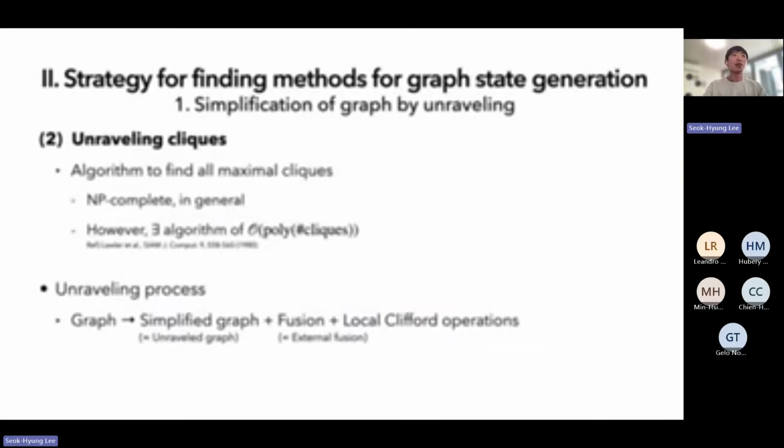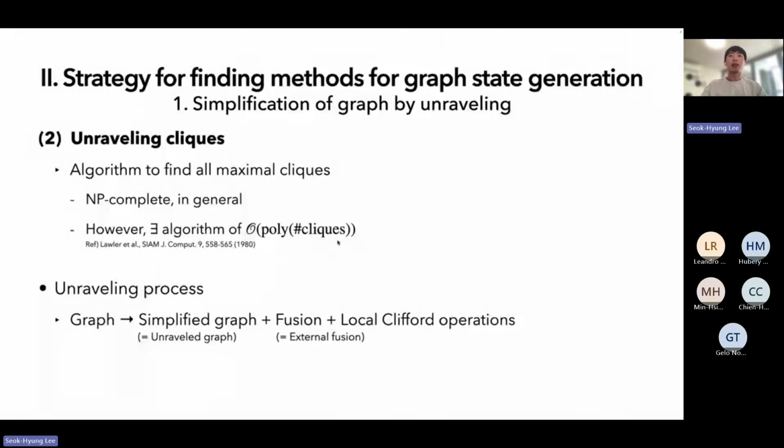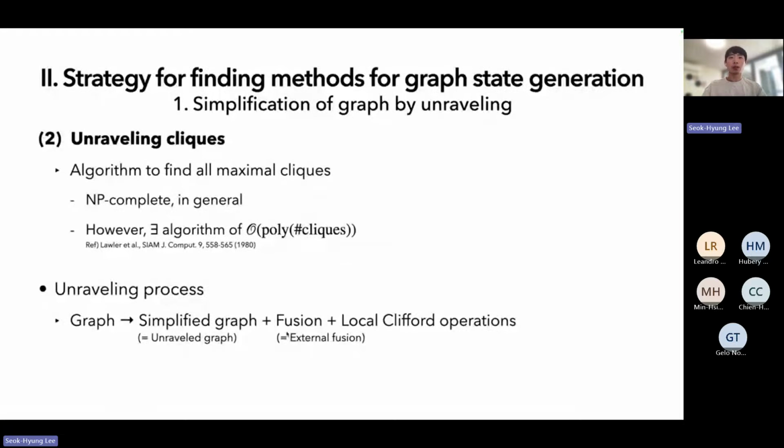So now we currently have these 2 schemes. By the way, there are known algorithms to find all maximal cliques, and it is known to be NP-complete. However, there exists an algorithm that can be run in polynomial time in the number of cliques. So if there are a limited number of cliques in the graph, then we can find all the maximal cliques quite efficiently. So in summary, the unraveling process simplifies the graph into a simplified graph, which is also called an unraveled graph, with additional fusions, which are also called external fusions, and local Clifford operations.